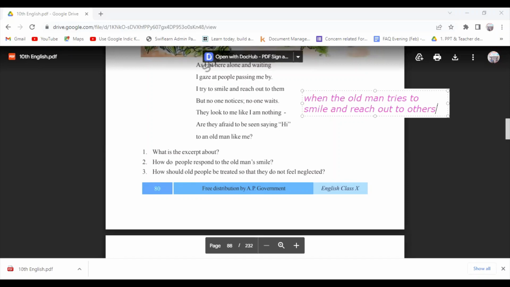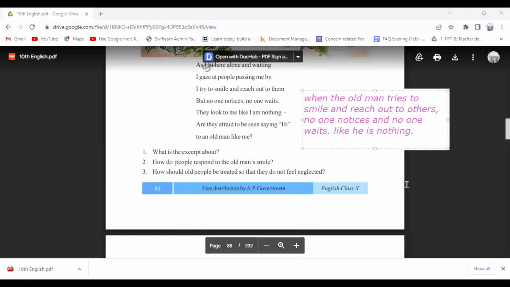But what happens? No one notices. No one is noticing. And no one waits to. So they look to him like he is nothing. Like he is nothing, only they look. Please write in a complete sentence. I'm just giving the words which are important.